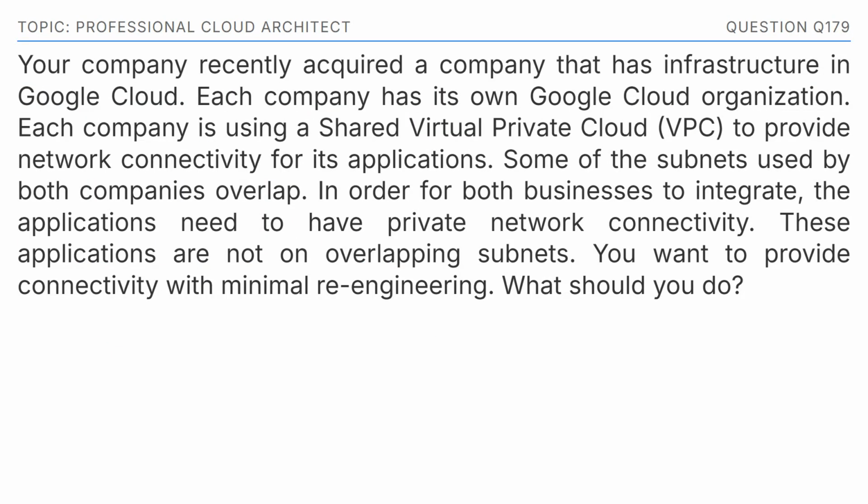Your company recently acquired a company that has infrastructure in Google Cloud. Each company has its own Google Cloud organization. Each company is using a shared virtual private cloud, VPC, to provide network connectivity for its applications. Some of the subnets used by both companies overlap. In order for both businesses to integrate, the applications need to have private network connectivity.